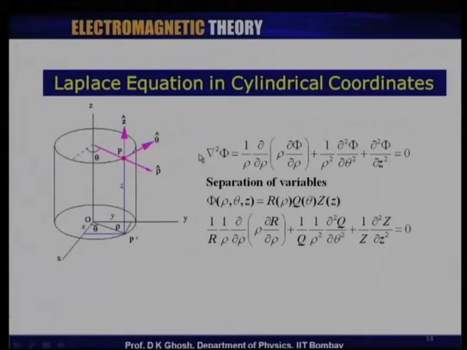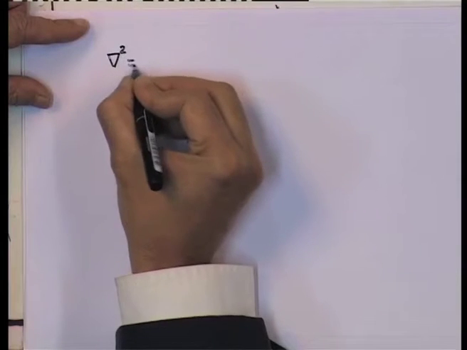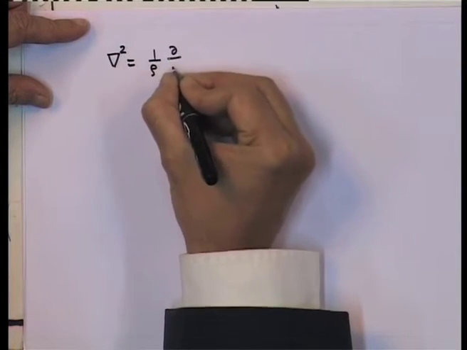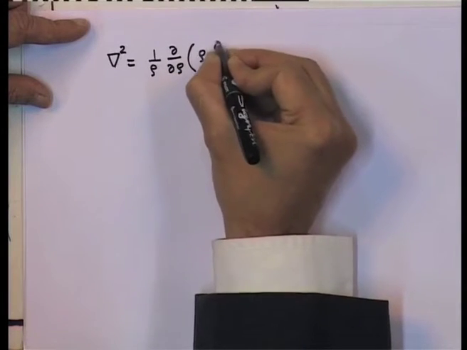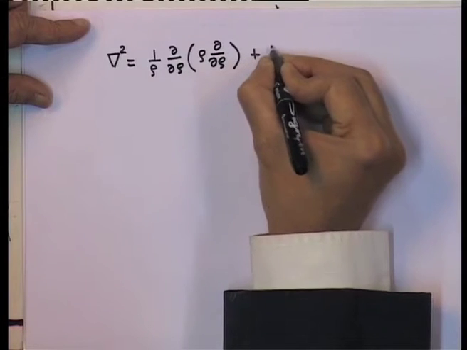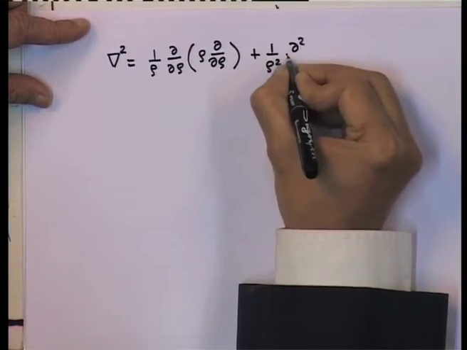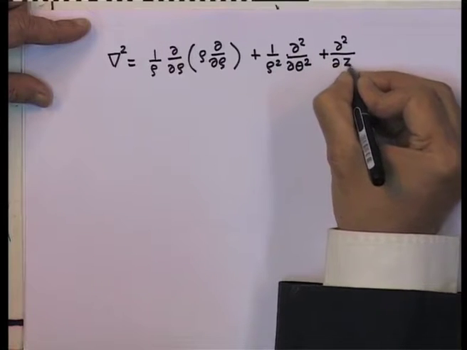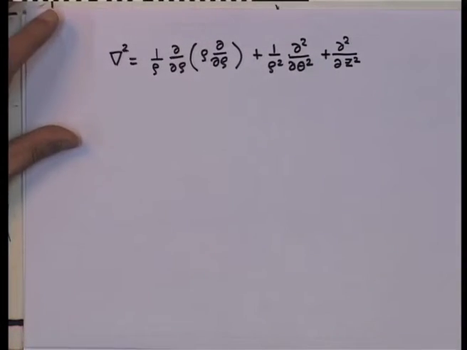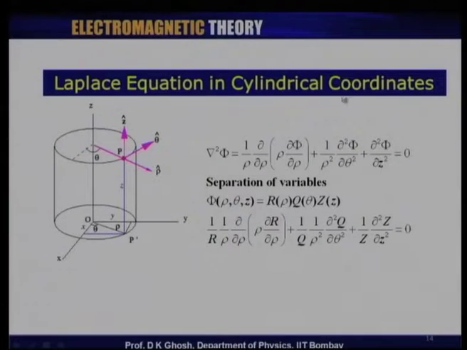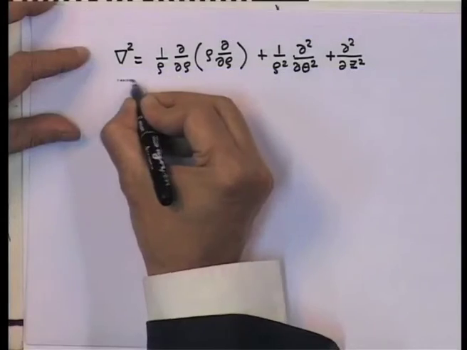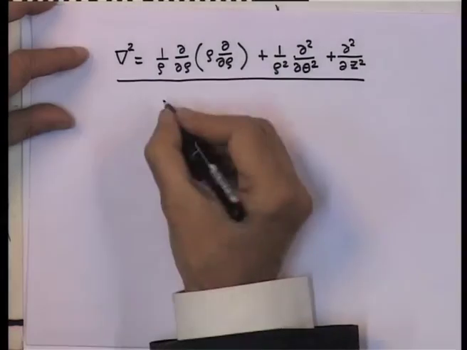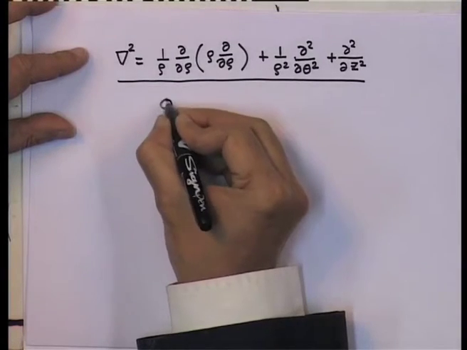Now, in cylindrical coordinates, the Laplacian is written as del square equal to 1 over rho d by d rho of rho d by d rho, plus 1 over rho square d square over d theta square, and of course, the usual d square over d z square, which comes from the z direction. So if you look at the Laplace equation here, I get del square phi is equal to this quantity equal to 0.